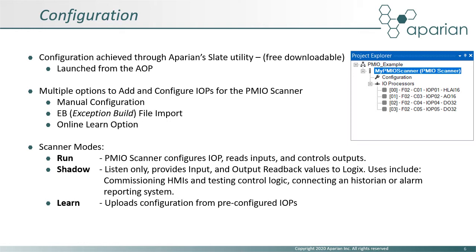In shadow mode, the PMIO scanner adopts a listen-only approach and can be used to provide input and output readback data to the ControlLogix without affecting the existing process managers controlling the application. The learn mode, as the name indicates, is used only during the learn configuration phase.